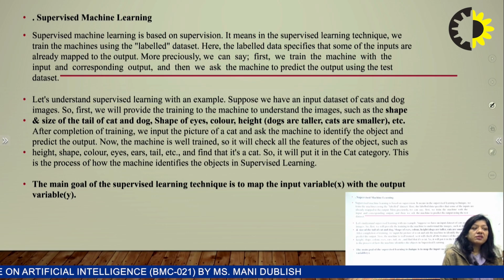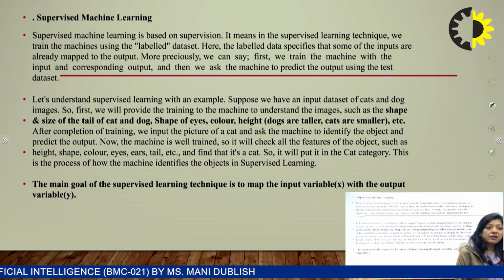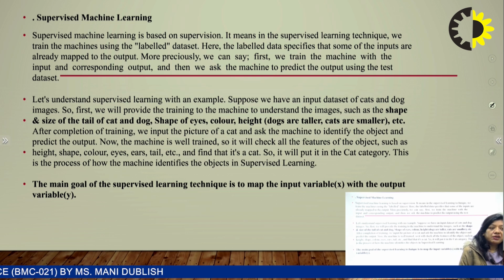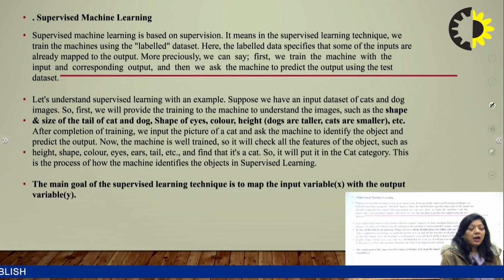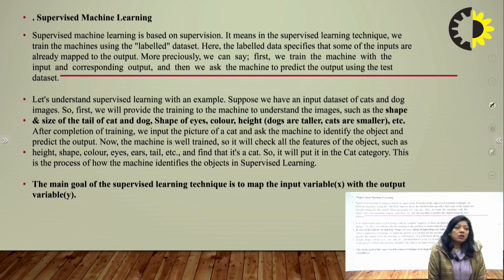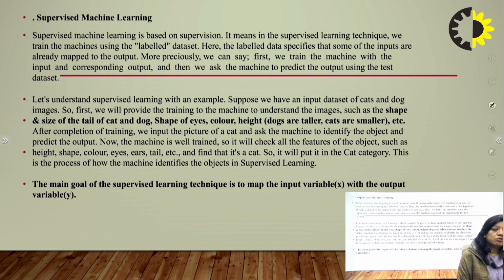After completion of this training, we input the picture of a cat and ask the machine to identify the object and predict the output. Now the machine is well trained, so it will check all the features of the object, such as its height, shape, color, eyes, ears, tail, etc., and find that it is a cat. So it will put it in the cat category. This is the process of how the machine identifies the object in supervised learning. The main goal of the supervised learning technique is to map the input variable x to the output variable y.